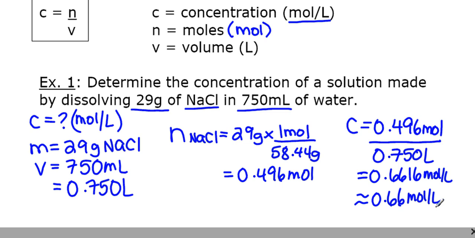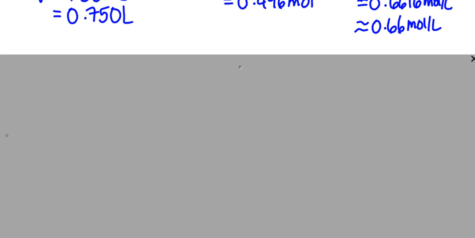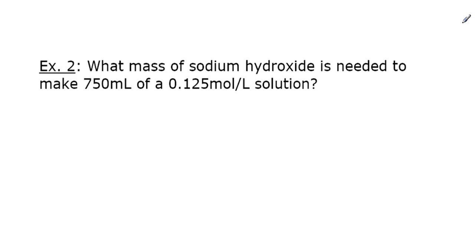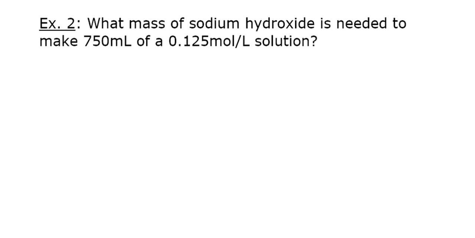So that's one question that you could encounter where you're actually asked to calculate molar concentration. There are other questions involving molar concentration that might get you to try something else. So let's take a look at example number 2 and see what it's asking us for. What mass of sodium hydroxide is needed to make 750 milliliters of a 0.125 mole per liter solution? So if you think you know what to do with this question, or if you want to give it a try, you can pause the video now and try it out. If you're not quite sure, we'll walk through the answer next.